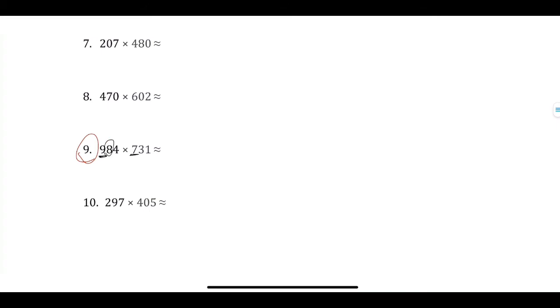Pretty simple. Now for number 9, it's the same thing, except we round to the hundreds now. Since 8 is greater than or equal to 5, it'll be 1,000. 3 is less than 5, so it's just 700. Now we're multiplying these together, so 1 times 7 is 7, and there are a total of 1, 2, 3, 4, 5 zeros. So you should get 700,000.